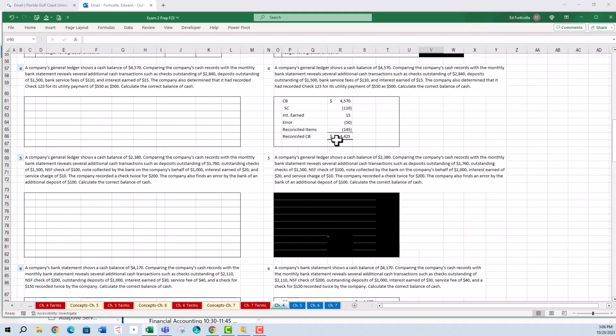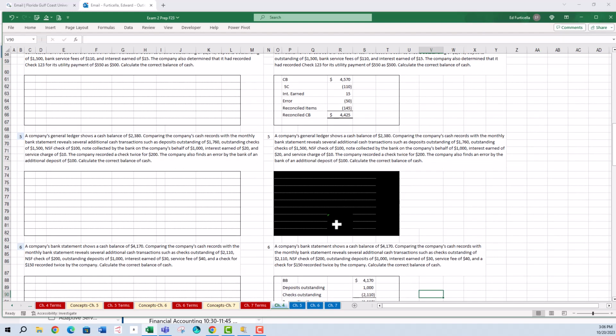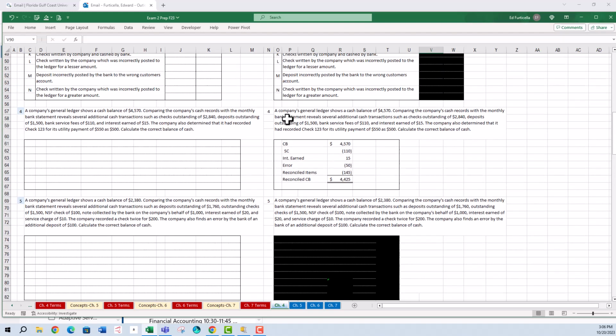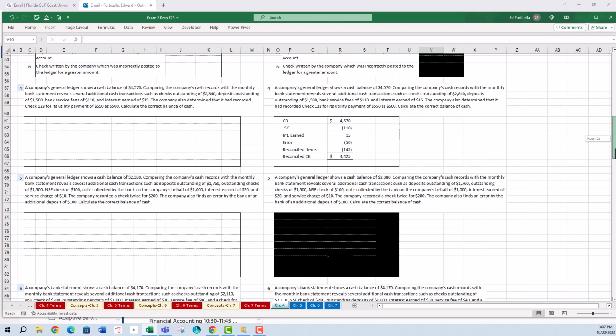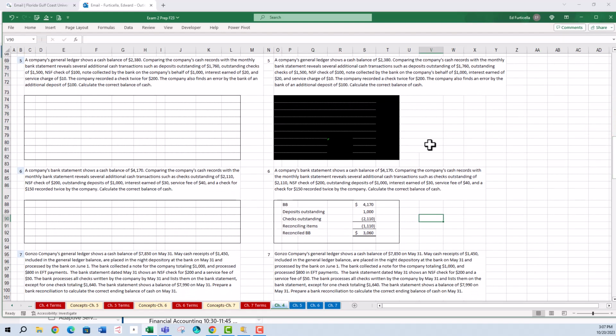So now you see that we were able to get the company's true balance two ways. In the first case, we worked with the company's general ledger cash account, found out all the relevant information that we needed to reconcile it, and got a true cash balance. In the second case, we did exactly the same thing, but this time we were given the company's bank statement balance. Again, we looked for the relevant information, found our reconciling items, and determined the true cash balance.